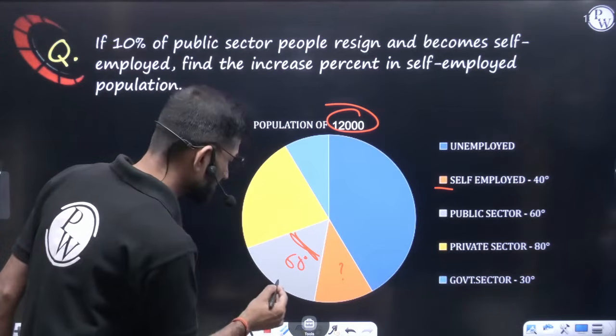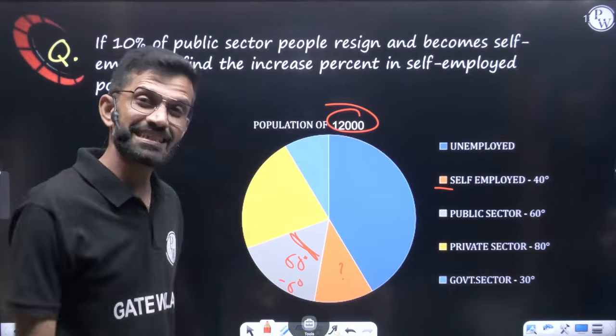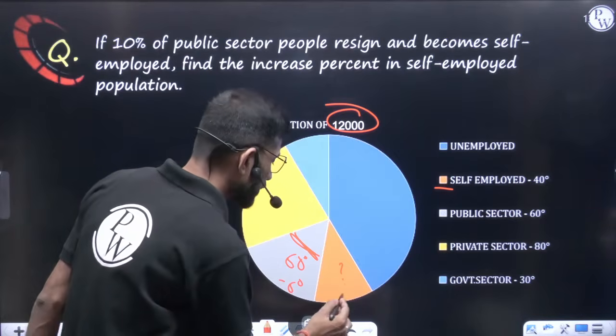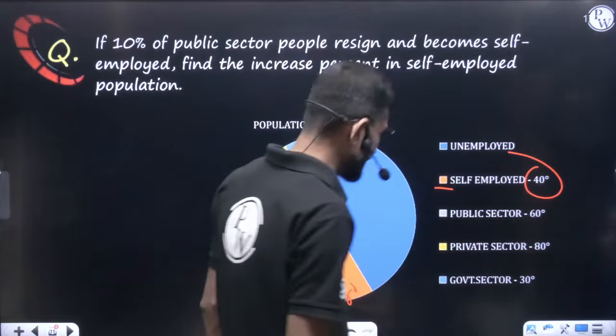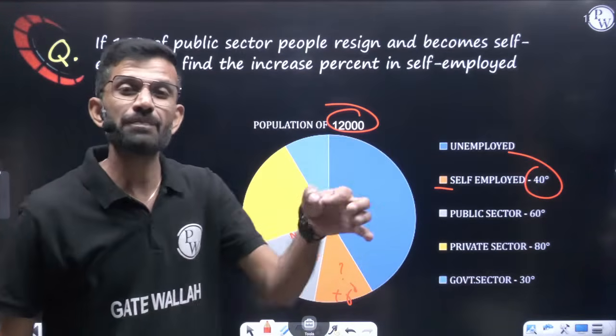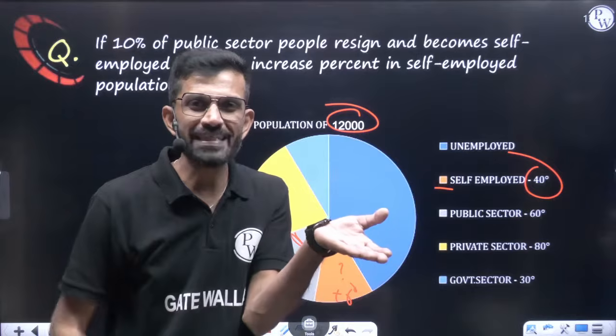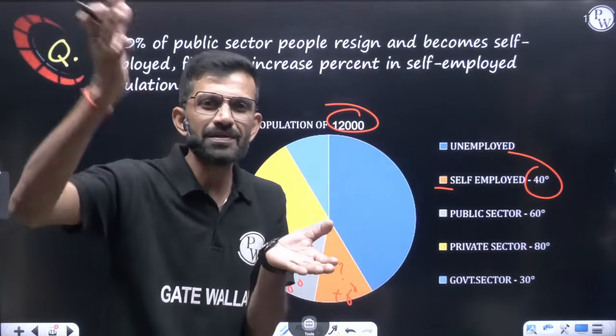So 6 degree will be subtracted here. And that 6 degree, where will it be added? In the self-employed, that 6 degree will be added. So earlier self-employed was 40 degree. Now this 6 degree came here, so it became 46 degree. From 40 it is becoming 46. So what is the percentage increase?